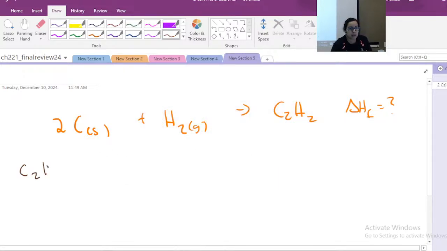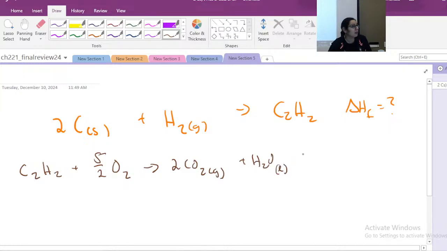And so we have C2H2 plus 5/2 oxygen gives us 2 equivalents of CO2 and water. And that is negative 1299.5 kilojoules for that process.